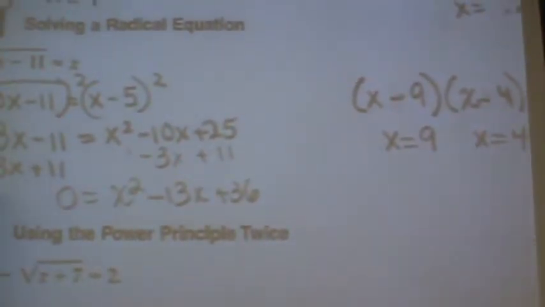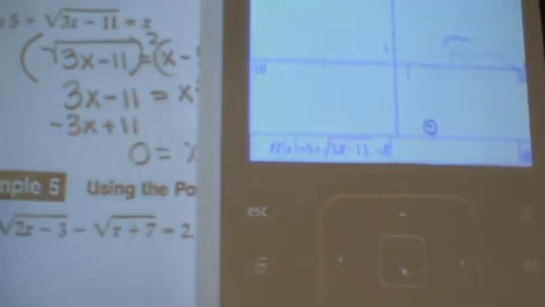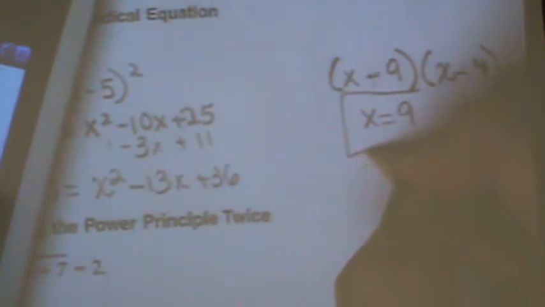So I'm going to take a second and type this in my calculator and see what happens. I'm going to add a new graph, not going to save that one, and quickly type in 5 plus the square root of 3x minus 11, and then what? Minus x. And when I hit enter, I only see one answer. Guess what answer that one is? 9. Why do you think 4 doesn't show up? It's extraneous. Okay.